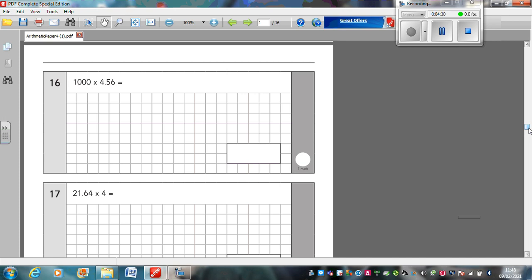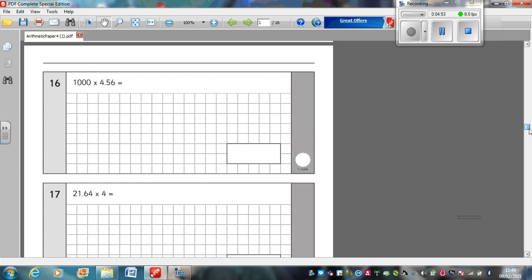Question 17. 21.64 multiplied by 4. Do you remember what we do for multiplying decimals? Just ignore the decimal point for now. Carry out the multiplication and then add the number of decimal places there are in the question. In this case, there are 2 decimal places, so that's where we add our decimal point.